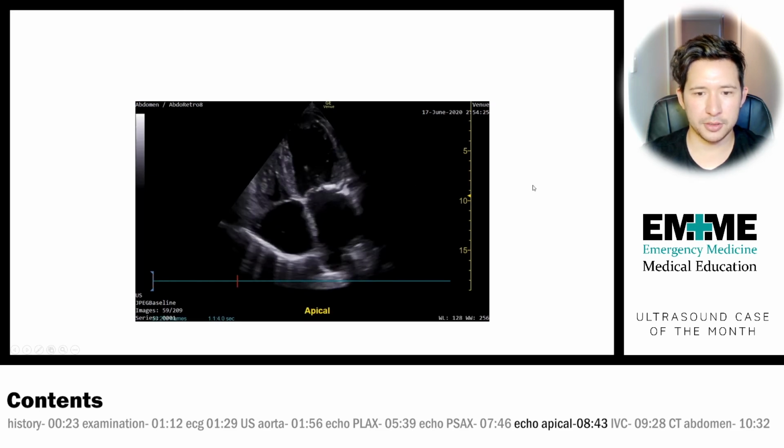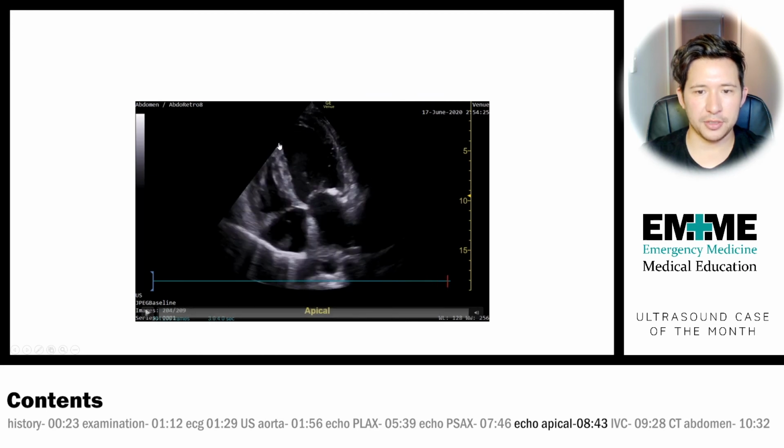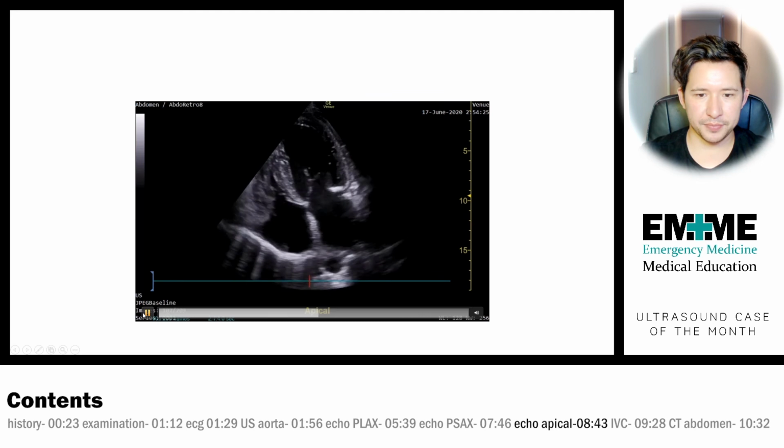atria and ventricles. And again, you can see, looking at this left ventricle, that this top bit is contracting, that's near the apex and the right ventricle, and almost the entire rest of the wall is not really doing anything.